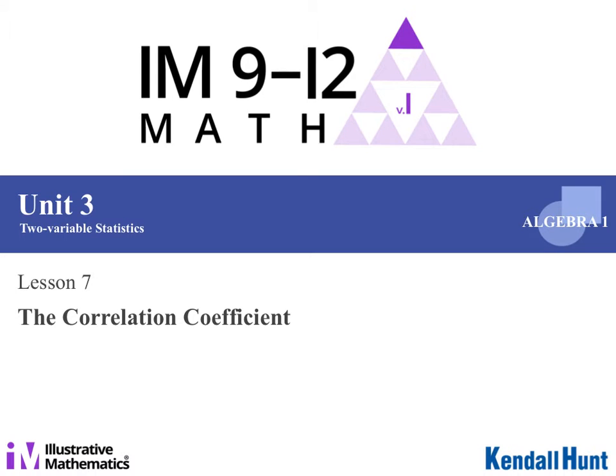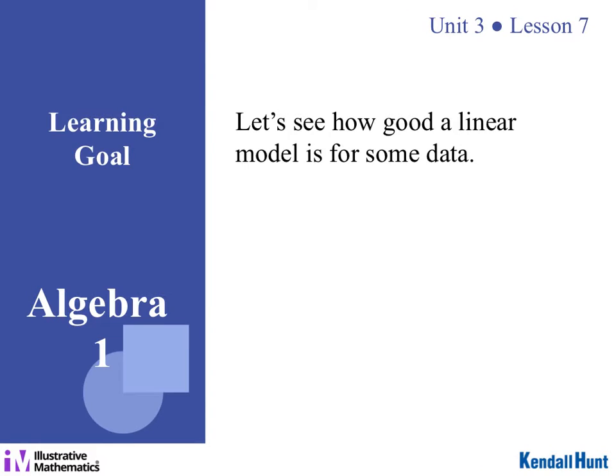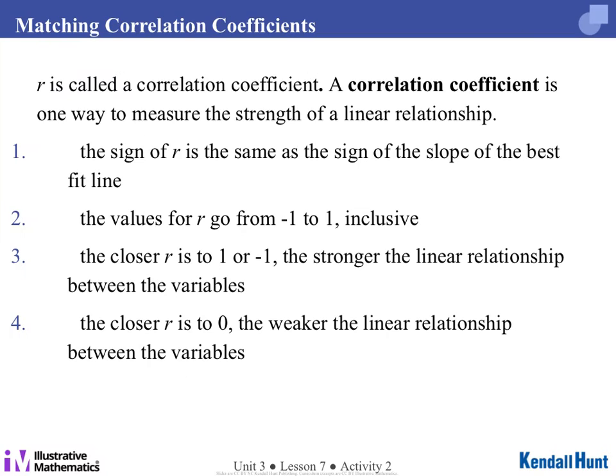Algebra 1, today we're looking at Unit 3, Lesson 7, the correlation coefficient. We have been talking about this, and now we're just going to dig in a little bit deeper today. Let's see how good a linear model is for some data. For this lesson in class, we're going to be working on a card sort and sorting through some relationships between graphs and their positive or negative correlation.